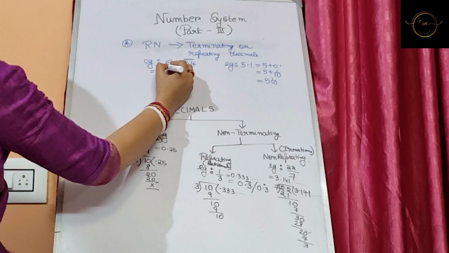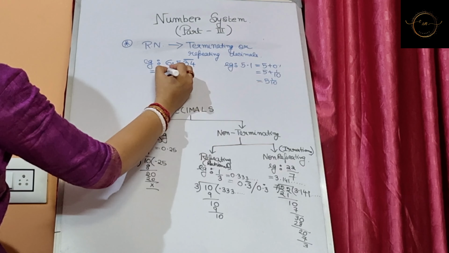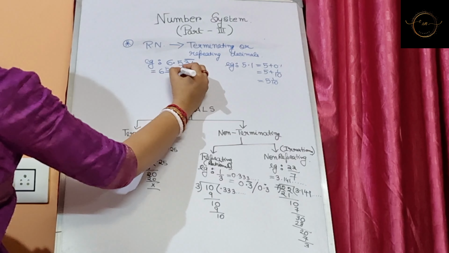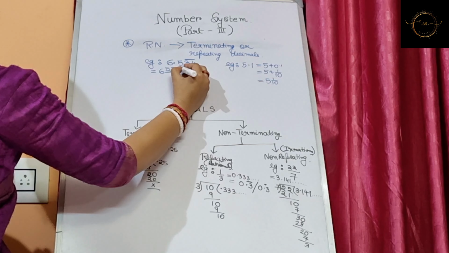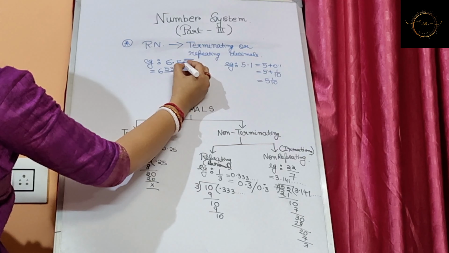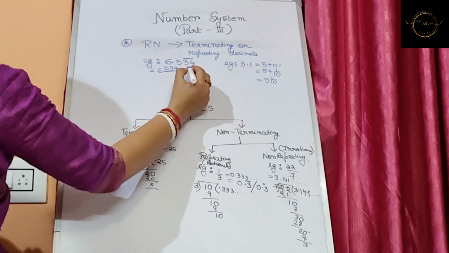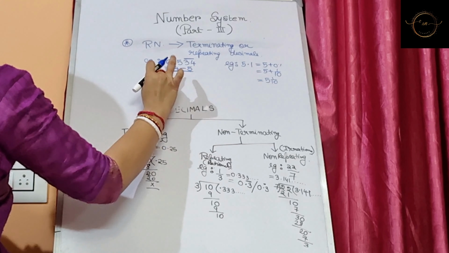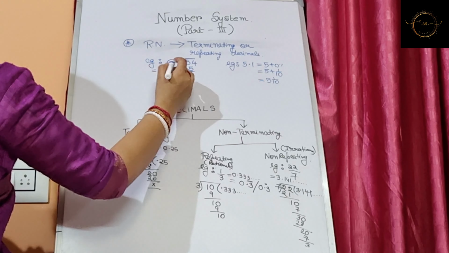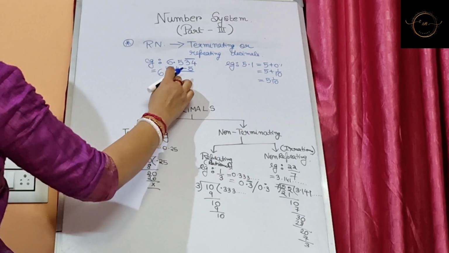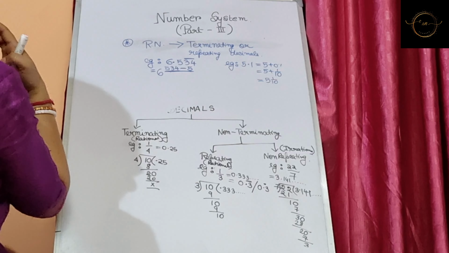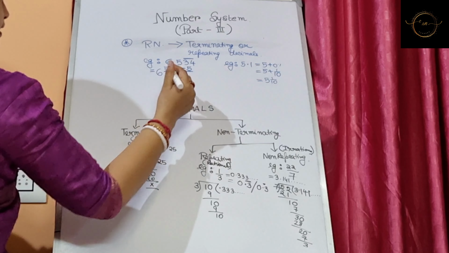First and foremost, we will write the entire number 534, minus what is the number which is not repeating? That is 5. This should be in the numerator. And what will be in the denominator? In the denominator, you have to write first how many numbers are getting repeated? 2 numbers are getting repeated.